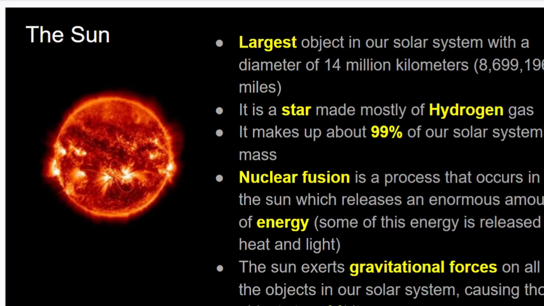Our sun makes up 99% of the mass of our solar system. It's that much larger than everything else. Now let's talk about this process. What makes the sun so bright and so hot is a process called nuclear fusion. This process releases so much energy. That's where we're getting all that light and heat energy that's actually powering our Earth.